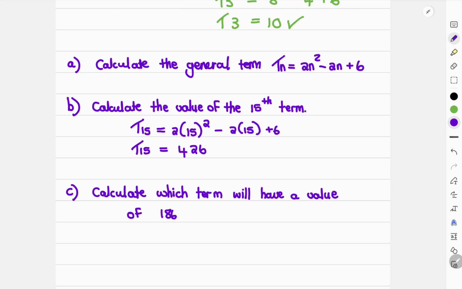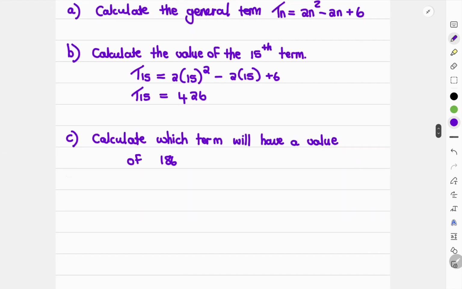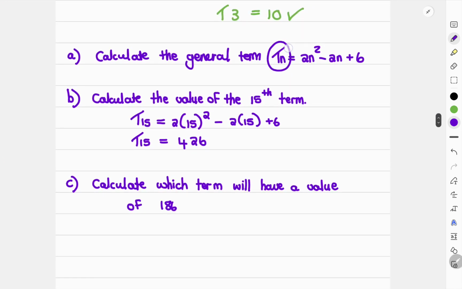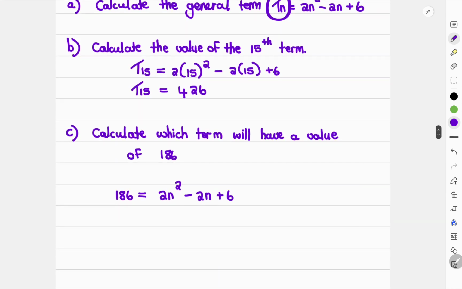Okay, now they can also ask you a question like this. They can say calculate which term will have a value of 186. So now we're going to replace the Tn's value with 186 minus 2n plus 6. Okay, so we write it up and we are looking for n. So can you see that this is going to be a quadratic equation that we need to solve? Something squared, something n, just a number. So we'll always get two values for n. One is a positive and one will be a negative.